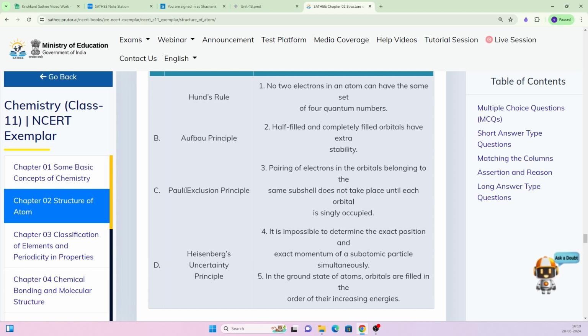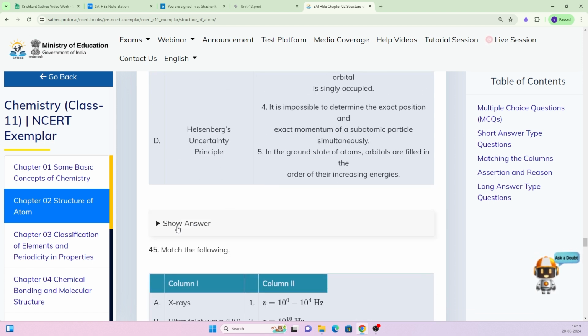What about Pauli's exclusion principle? It says that no two electrons in an atom can have the same set of 4 quantum numbers. So this is the one, right? It is very obvious. Next is the Heisenberg uncertainty principle. It says that it is impossible to determine the exact position and exact momentum of a subatomic particle simultaneously. So this is the one. Okay, so this is all about this question.